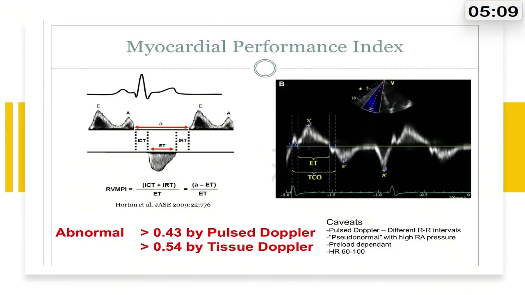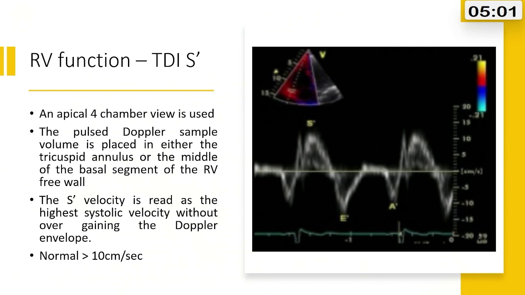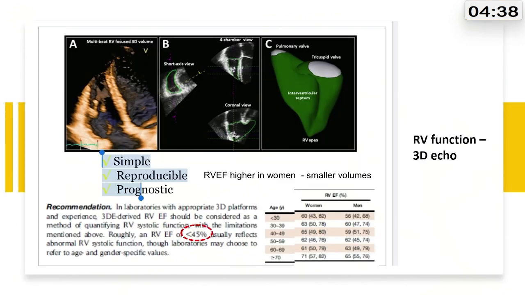And we may use the tissue Doppler to make it a little bit easier to obtain the myocardial performance index, or the Tei index. Also the tissue Doppler has its role in obtaining the S' wave, where the pulsed Doppler sample volume is placed at either the tricuspid annulus or the basal segment of the right ventricular free wall, and then the S' velocity is read as the highest systolic velocity without overgaining the Doppler envelope to obtain this function.